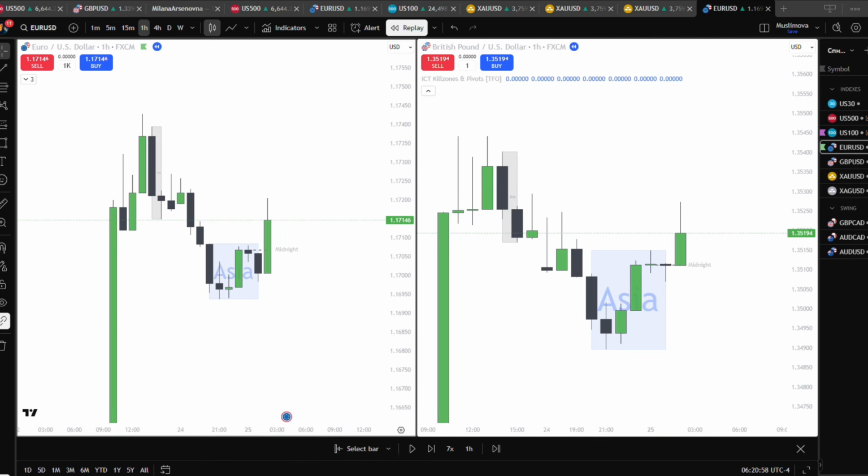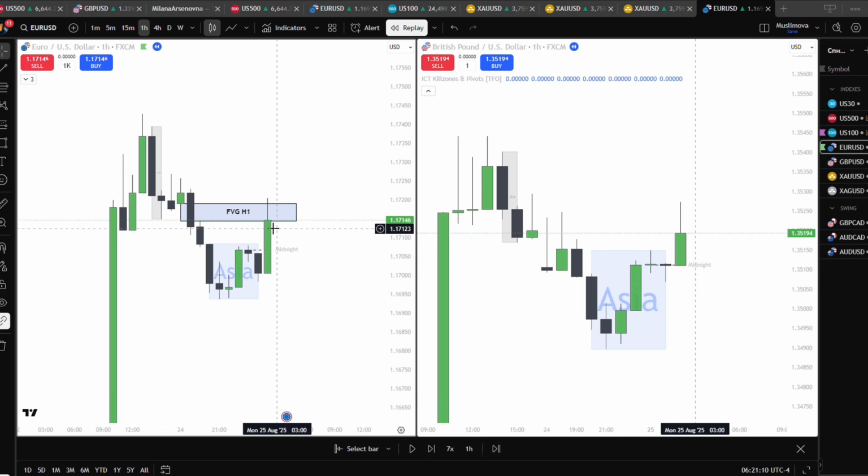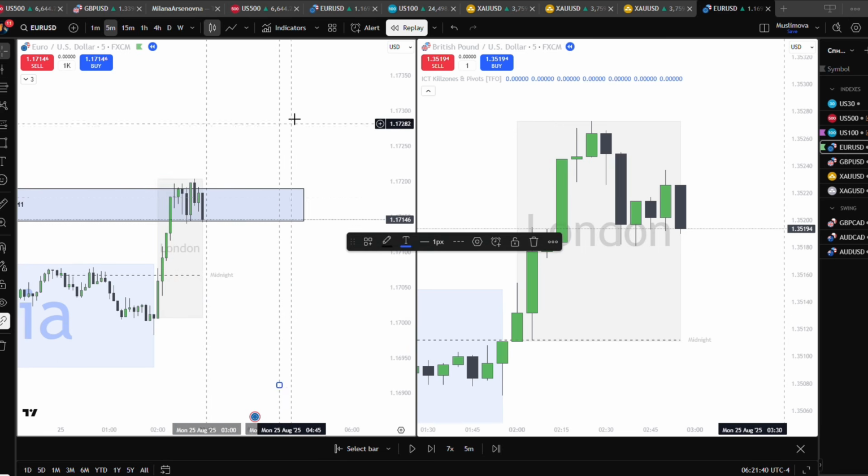Let's analyze a couple of examples on the chart to make it more understandable. First example, from the current London session. On the hourly time frame, we can identify an imbalance, and the price is inside this zone of interest. Since the main trading period is about to begin, I will mark it from 3 AM to 4:30 AM.